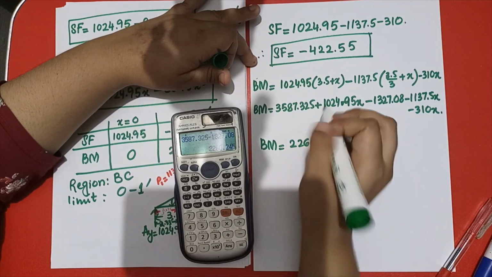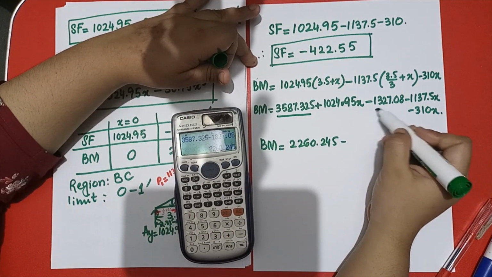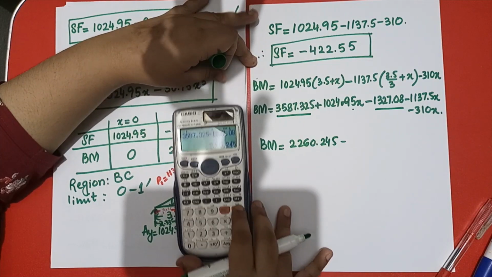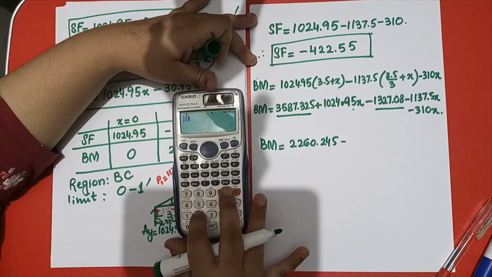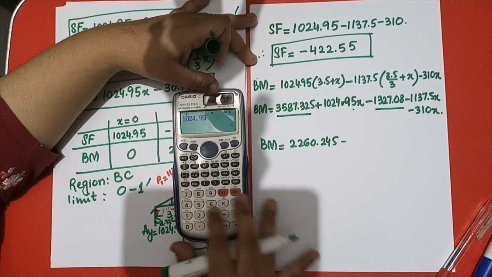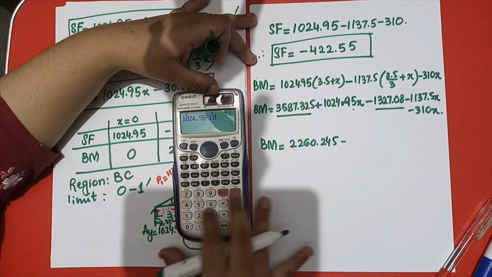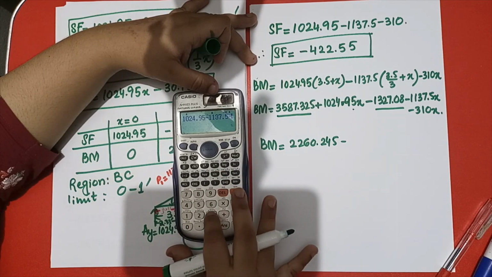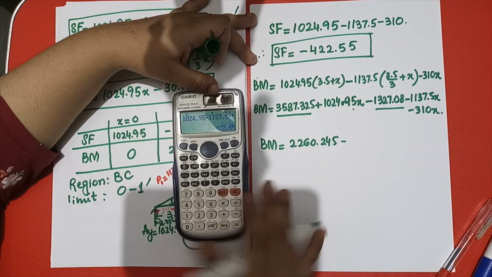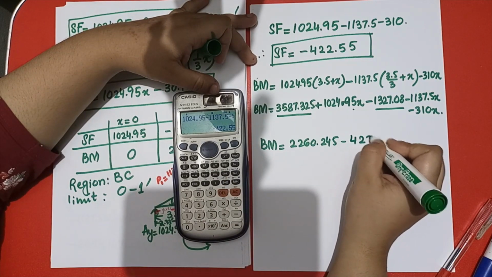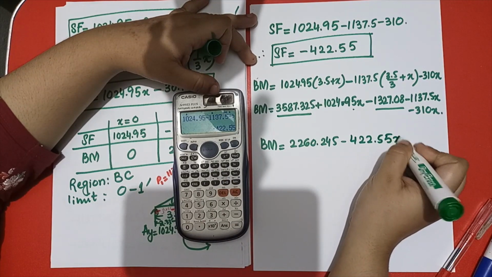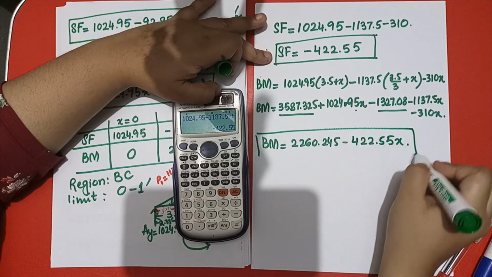Then we have done this one and this one. So now only the x values are left. 1024.95 minus 1137.5 minus 310, so the answer will be minus 422.55x. This will be your bending moment equation.